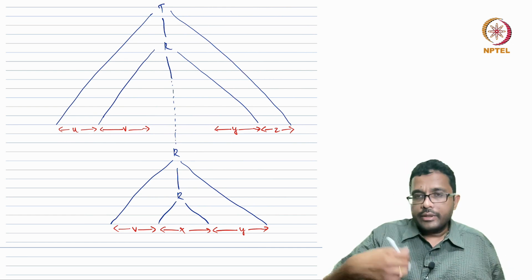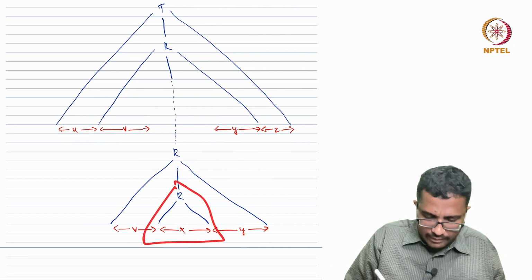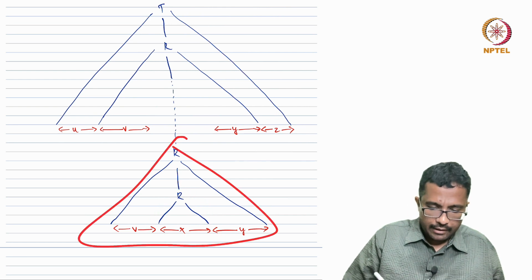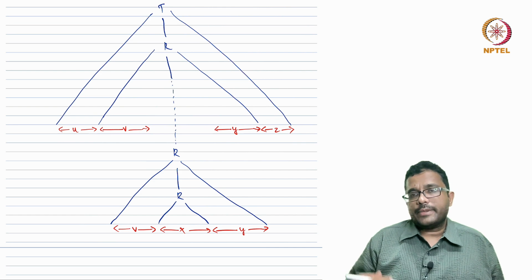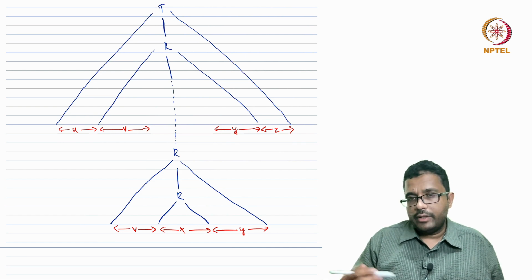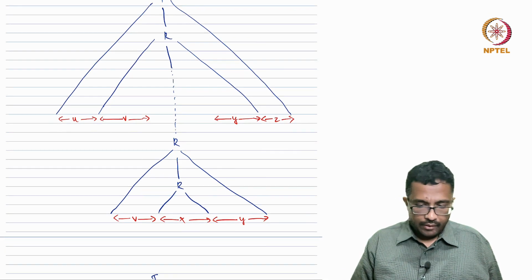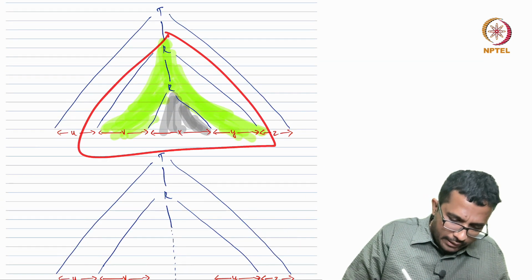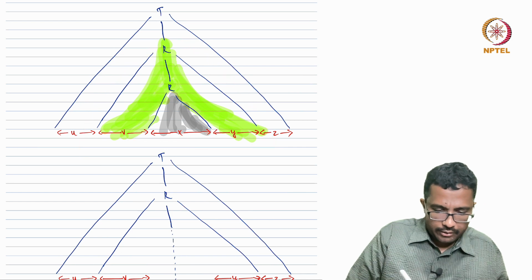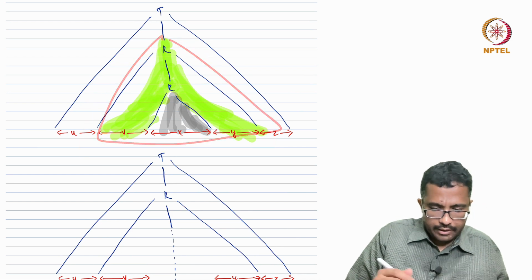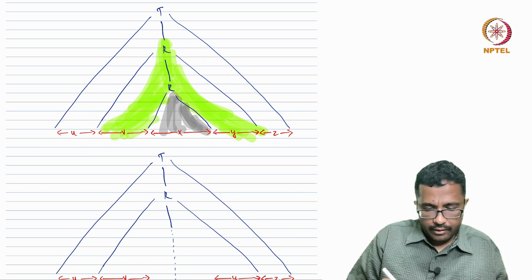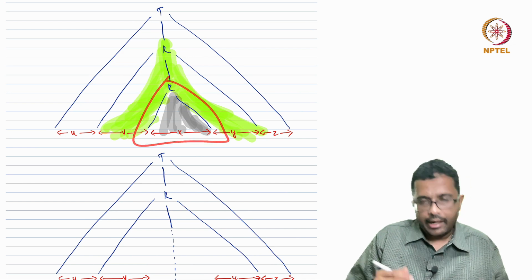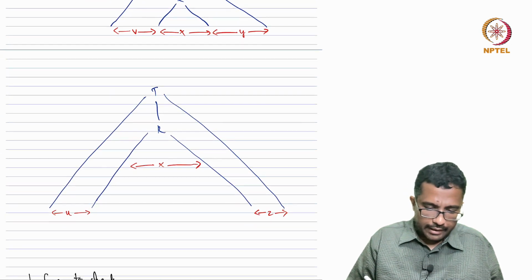I could do this again: this small triangle can be replaced by this entire triangle. So I'll get v repeating 3 times and y repeating 3 times, u v v v x y y y z. Or I could even replace the bigger triangle, where r gives v r y, with the gray triangle where r simply gives x. So then I get this.